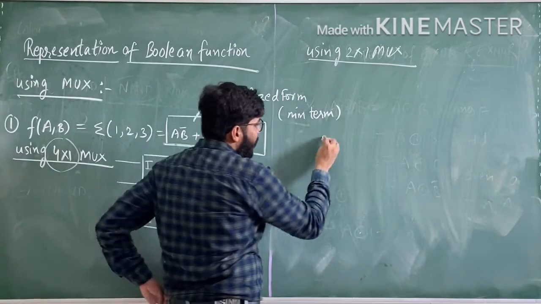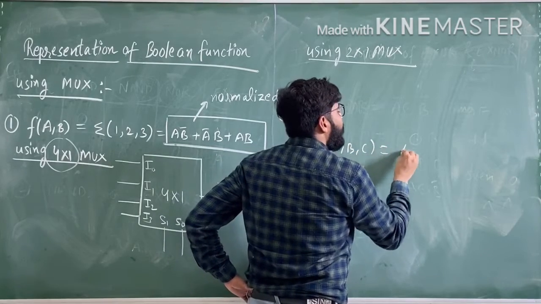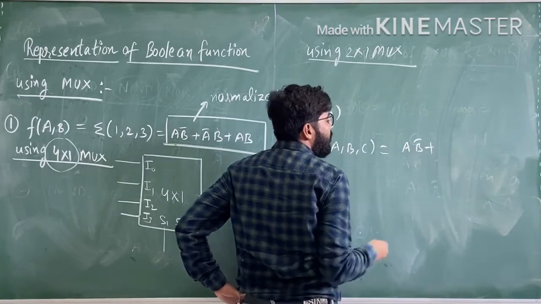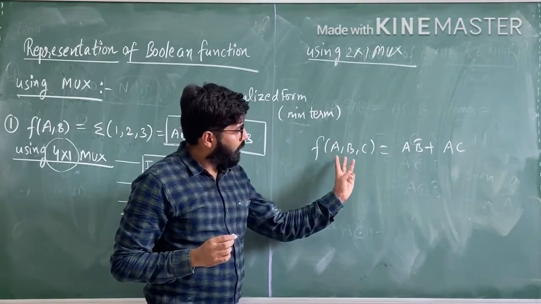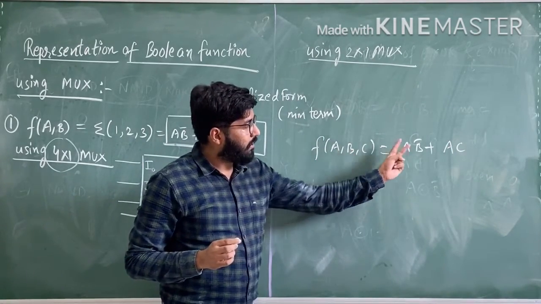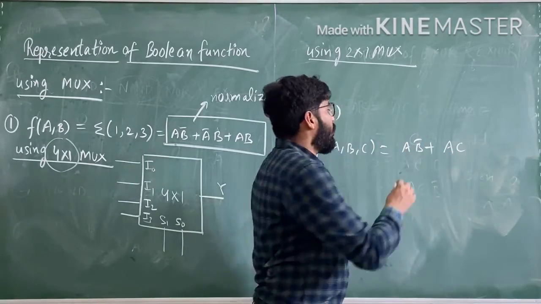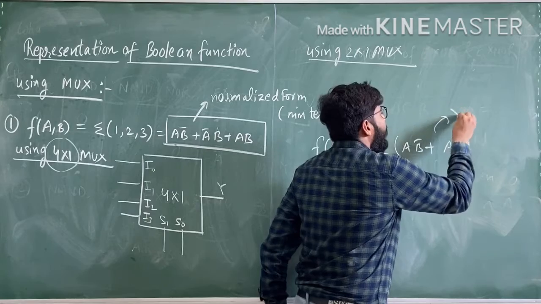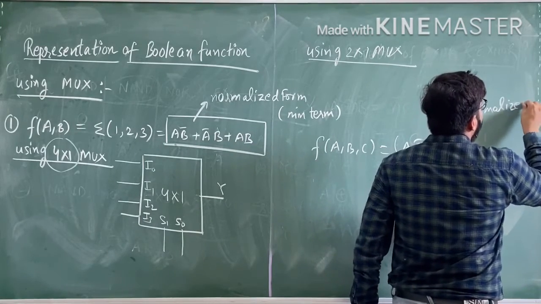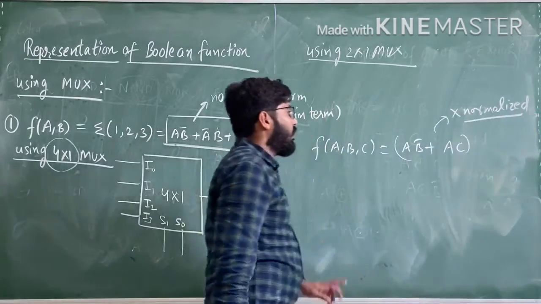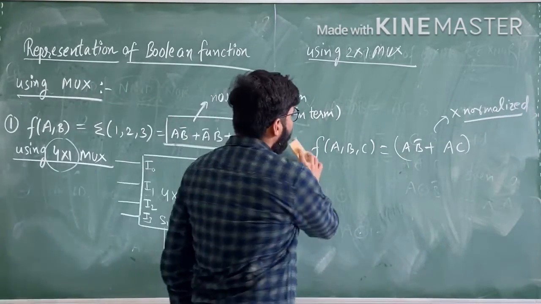Suppose function f(a, b, c) is given as a b bar plus a c. So see, in the question there are 3 variables, but in this expression we have 2 variables and 2 variables. One is missing. So it means this is not in the normalized form. You have to make it normalized form, then solve the question with the mux. So this is what is meant by the normalized form.